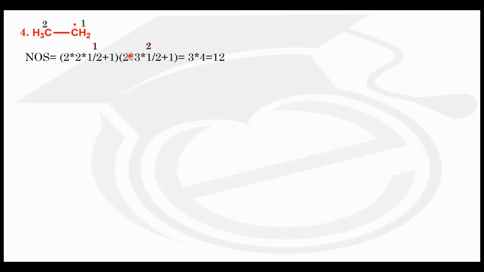So number of signals will be based on the first hydrogen, 2 into 2 into 1 by 2 plus 1, and based on the second type of hydrogen, 2 into 3 into 1 by 2 plus 1, that is 3 into 4, that is 12 signals we are getting. Now we have to find out the intensity.